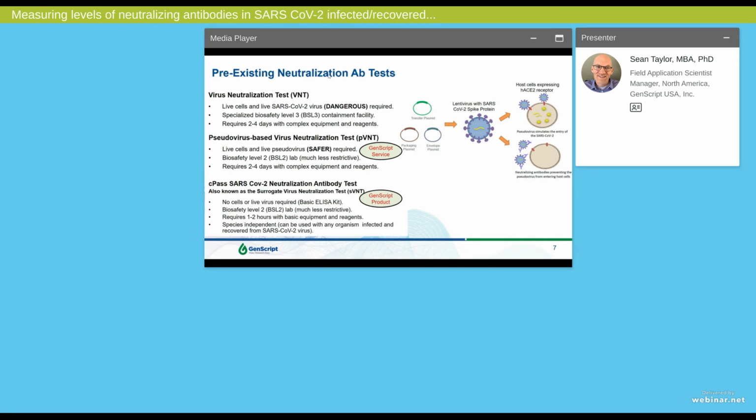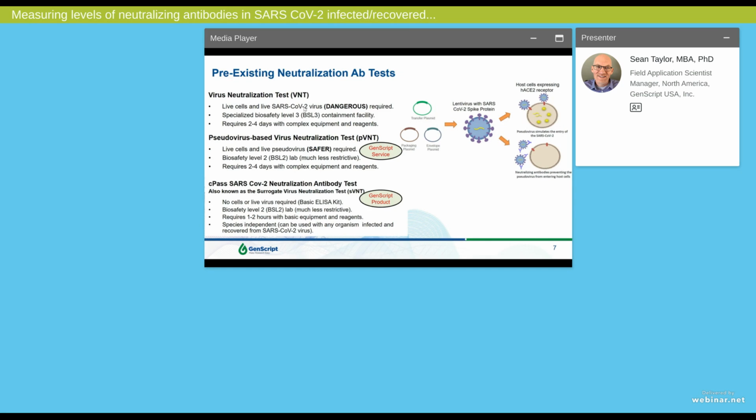The two most common pre-existing neutralizing antibody tests are the virus neutralization test, abbreviated VNT, and the pseudovirus-based virus neutralization test, abbreviated pVNT. Both of these tests require working with a virus, either the live SARS-CoV-2 virus in the case of VNT, or a pseudovirus, which is typically a lentivirus that's expressing just the spike protein of SARS-CoV-2. So this would be an innocuous virus.